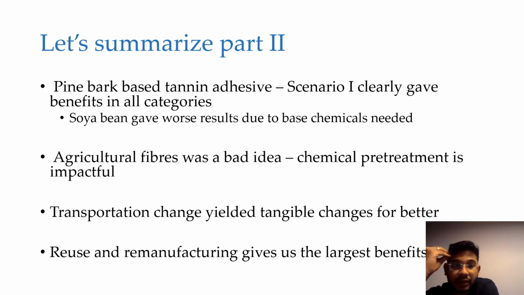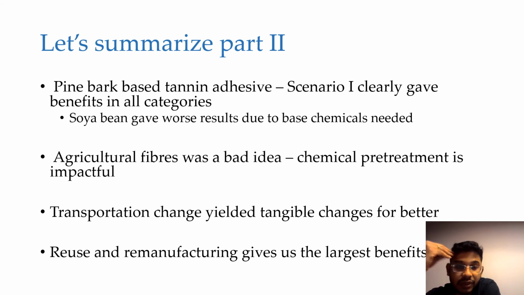Okay, these are the summary. Basically, the first adhesive gave us a little bit better results, but soybeans gave really worse adverse environmental impacts. Why did it do so? Because of the base chemicals that are needed for the processing. And the idea of simply replacing with the natural wheat straw, the agricultural fibers, was a terrible idea, because it has to go through a chemical pretreatment step which really has adverse environmental impacts.